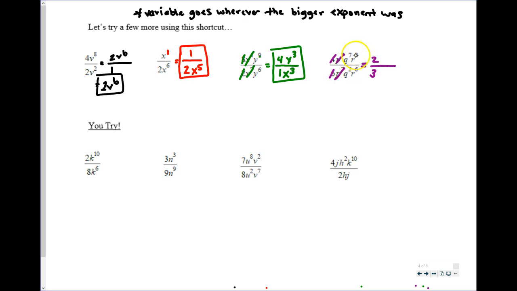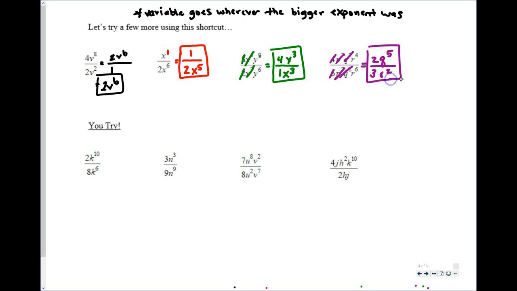The next letter, Q, we've got a 7 and a 2. 7 minus 2 is 5. The bigger number's on top, so Q to the 5th goes on top. And finally, the R's, I've got 6 minus 4, but the 6 is bigger, so that R squared goes on bottom. So that's my final answer.